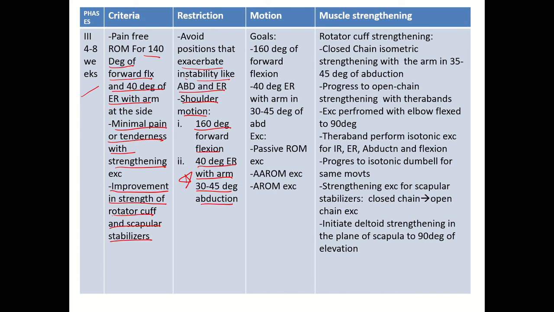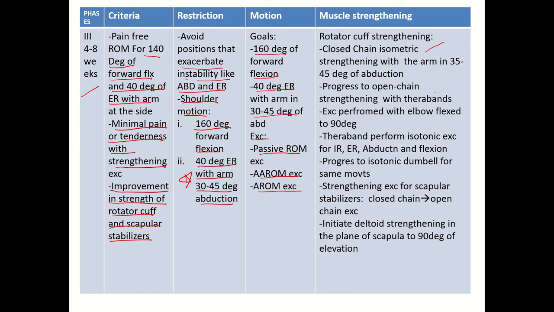Goals of motion should be forward flexion 160 degrees, 40 degrees of external rotation with the arm at 30 to 45 degrees of abduction. Exercises should be passive range of motion, active assisted range of motion and active range of motion. Progression: muscle strengthening should be closed chain isometric, but the same thing in phase 2 was with the arm at the side, while here it is 35 to 45 degrees of abduction.